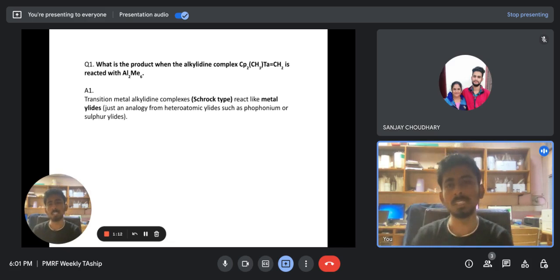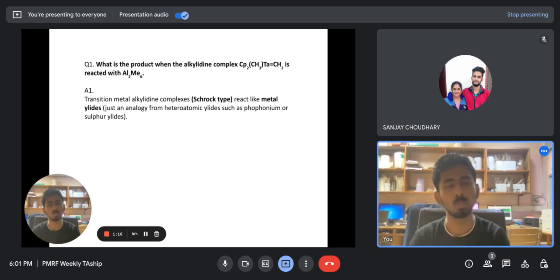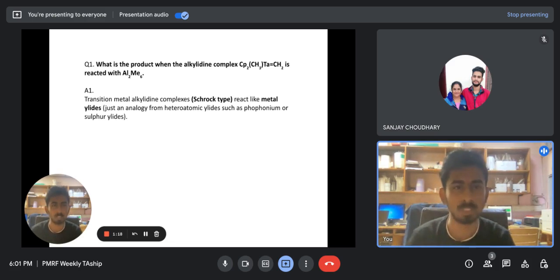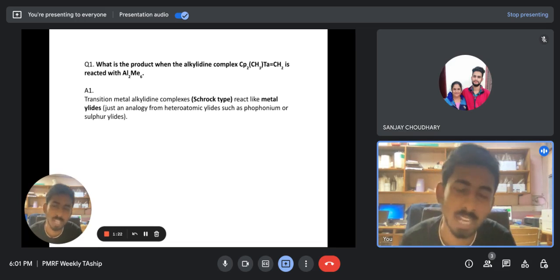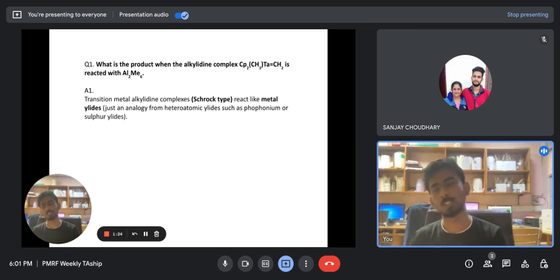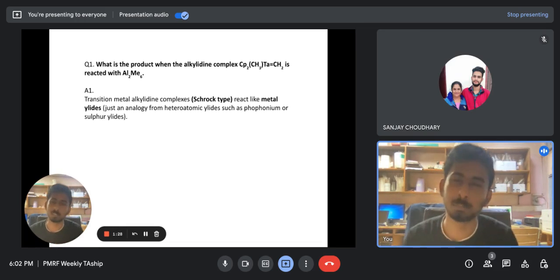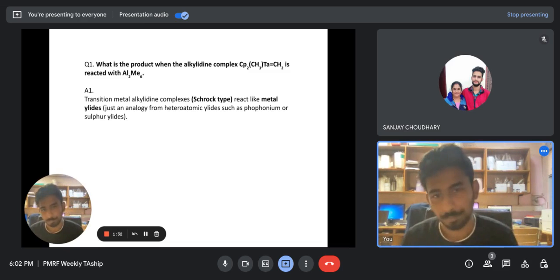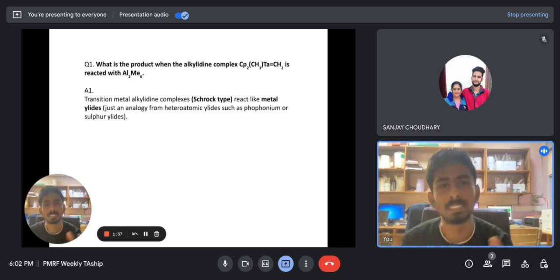Question number one is: what is the product when the alkylidene complex Cp2Me-Ta=CH2 is reacted with trimethylaluminium? Trimethylaluminium actually resides in its dimeric form, which is why it is better to write it as Al2Me6. So the complex that has been shown here is Cp2Ta(Me)=CH2.